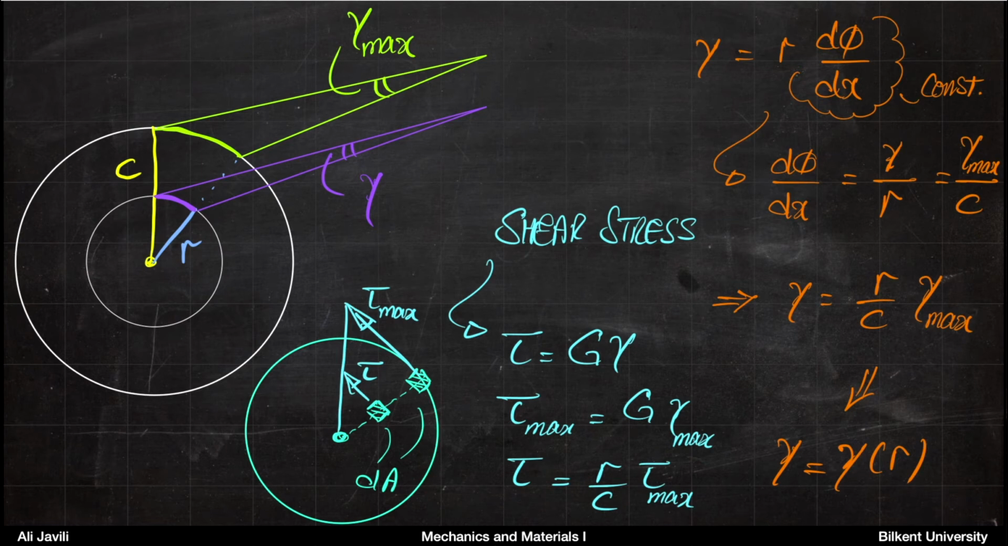What does that tell us? That tells us that the shear stress distribution is linear. It tells us it is 0 at the center and its maximum at the outer radius, where the radius is maximum.